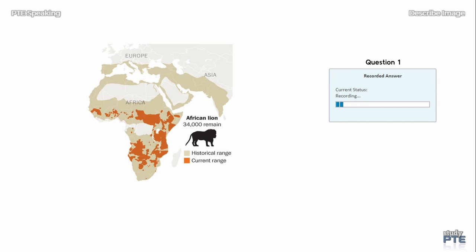The given image shows information about the historical range and current range of African lions. It also provides information in various categories such as Africa, Europe, and Asia. It is clearly visible from this image that the current range is shown by the orange color. On the other hand, the historical range is shown by the brown color. In conclusion, it can be stated that there are only 34,000 African lions remaining in the world.